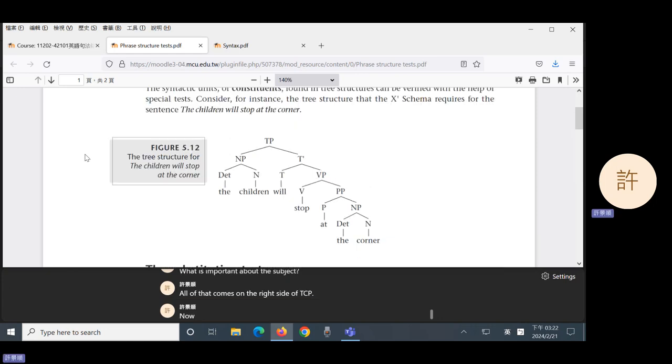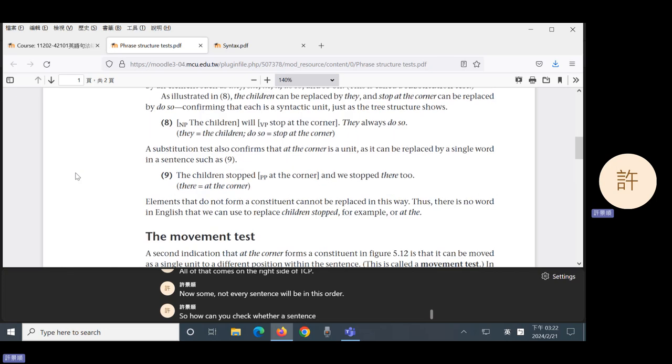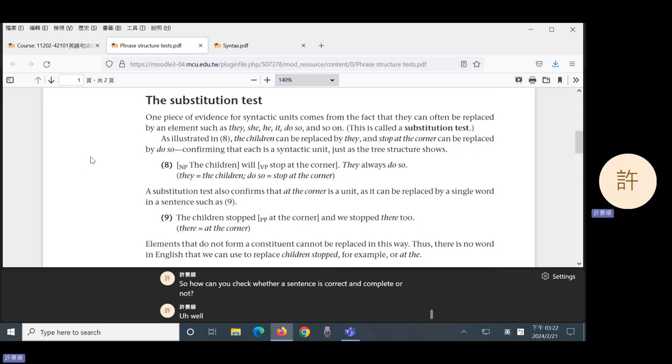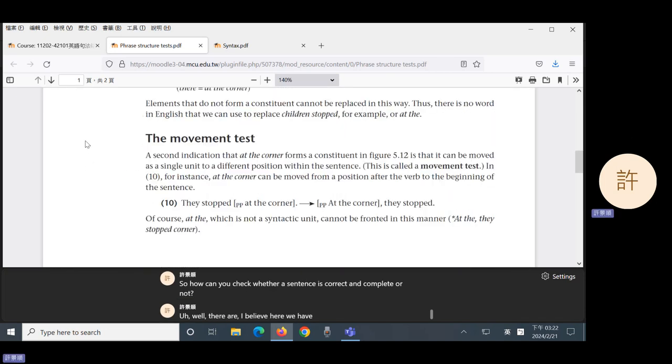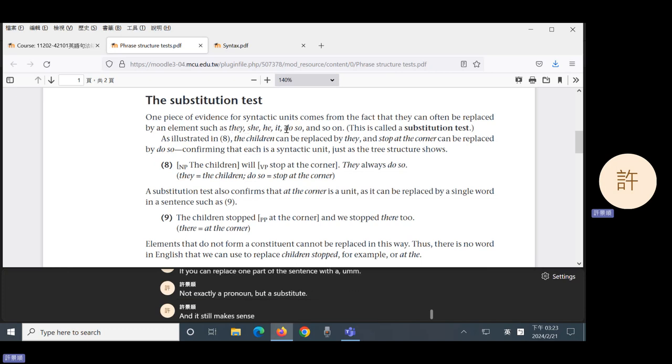Now, not every sentence will be in this order. So how can you check whether a sentence is correct and complete or not? Well, I believe here we have three tests. First is the substitution test. If you can replace one part of the sentence with, not exactly a pronoun, but a substitute, and it still makes sense, then it's complete.